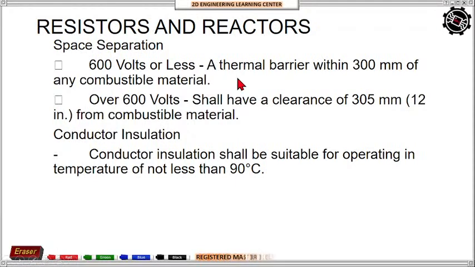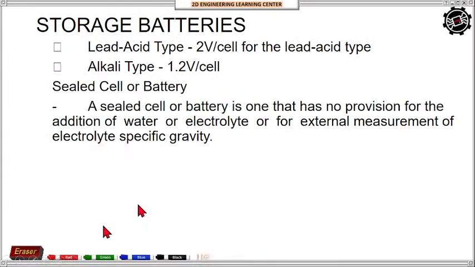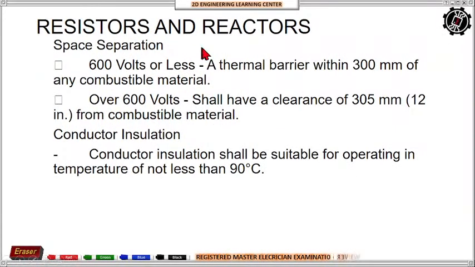Okay, so resistors and reactors. So this is for your resistors use, no? Power resistors or power reactors or inductors. Okay, so 600 volts or less, so must have a thermal barrier within 300 mm of any combustible material. Over, so 305 mm or 12 inches from combustible material. The conductor must be rated not less than 90 degrees Celsius. Gagamitin na conductor. So ito pala ang kapag reactors, no, resistors, no, parang heating element din 'yan. So the demand factor will be always 100%, no?